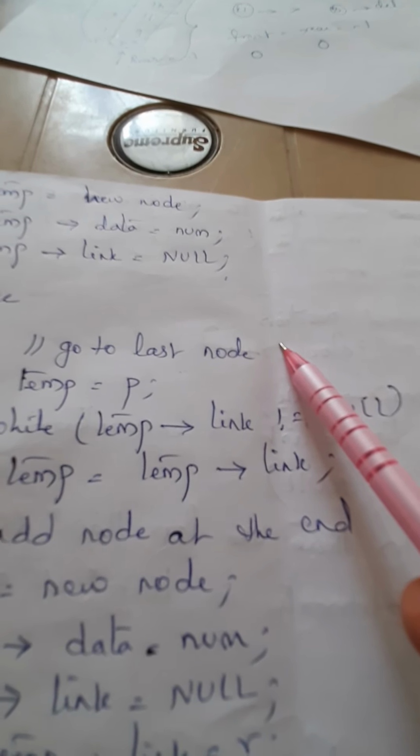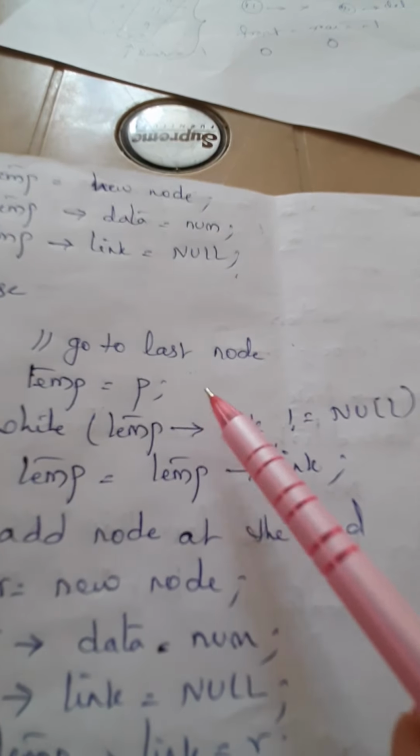Else, suppose this is not the first node and nodes already exist, go to the last node. When will you find the last node? When temp is equal to p. That means when the temp value is equal to p.